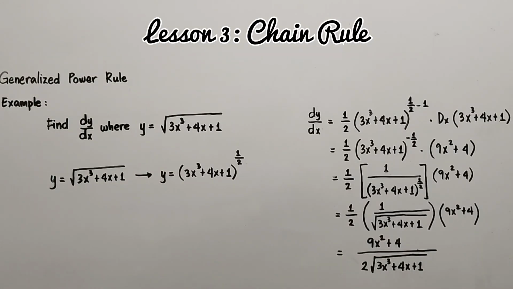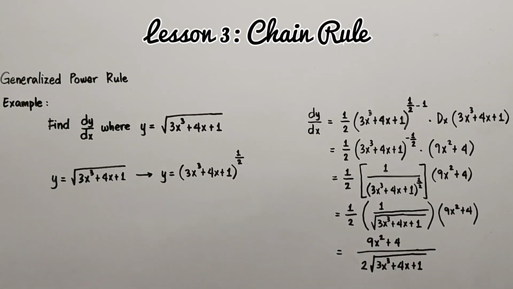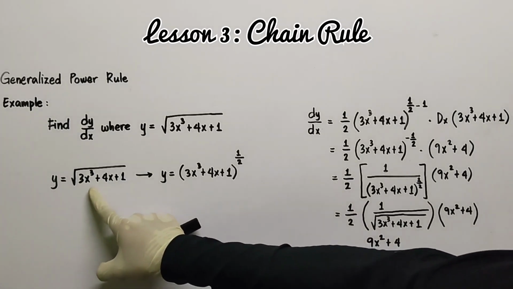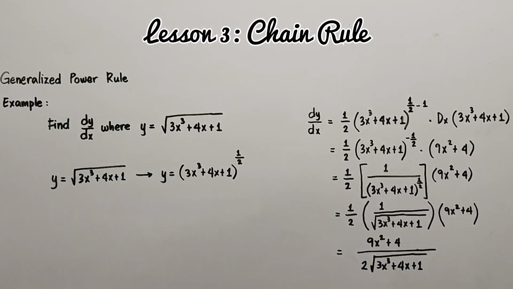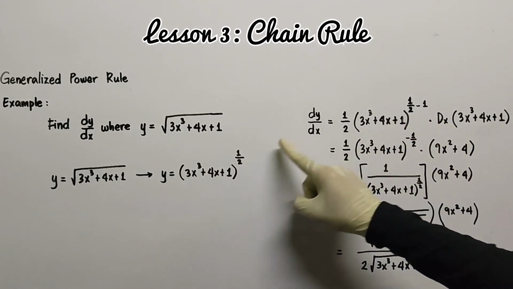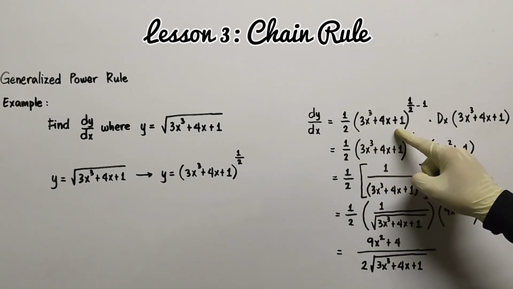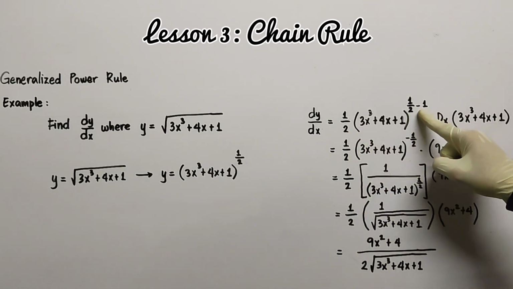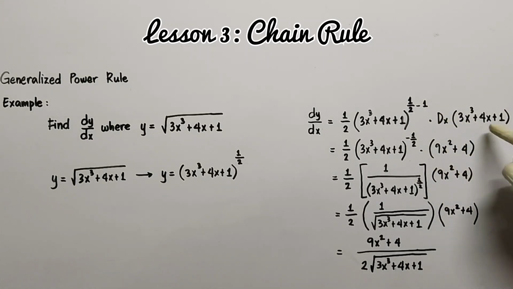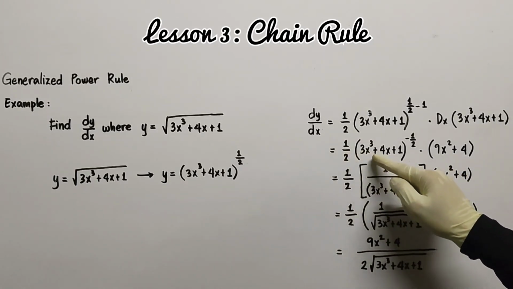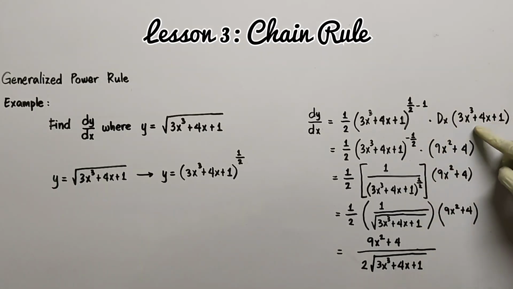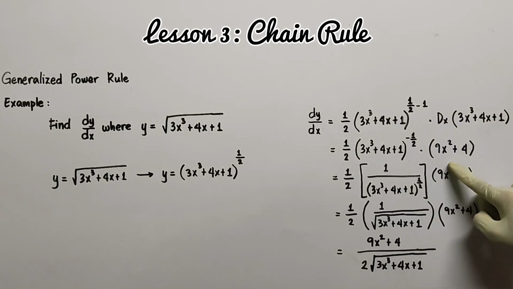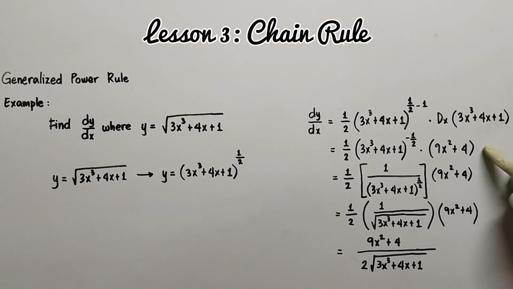In order to use the generalized power rule, we need to have an exponent on the function. This is a radical form, so we change radical to exponential. By using the formula of the generalized power rule, we will just copy the exponent, copy the function, subtract 1 from the original exponent, and multiply by the derivative of the function, 3x cubed plus 4x plus 1. So 1/2 times the function, 1/2 minus 1 is negative 1/2. Now we will get the derivative of this function, and that is equal to 9x squared plus 4.